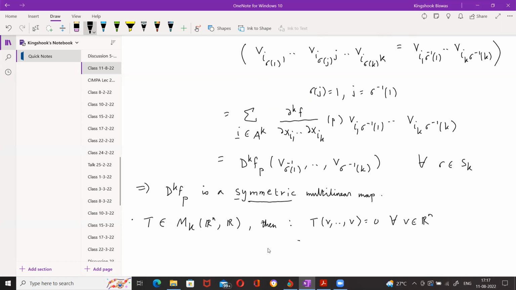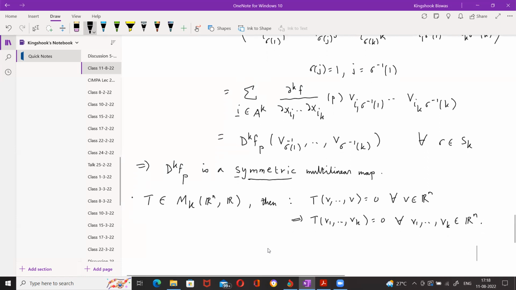then T of V1 up to Vk is 0 for all V1 to Vk in Rn. So any idea how to prove this?